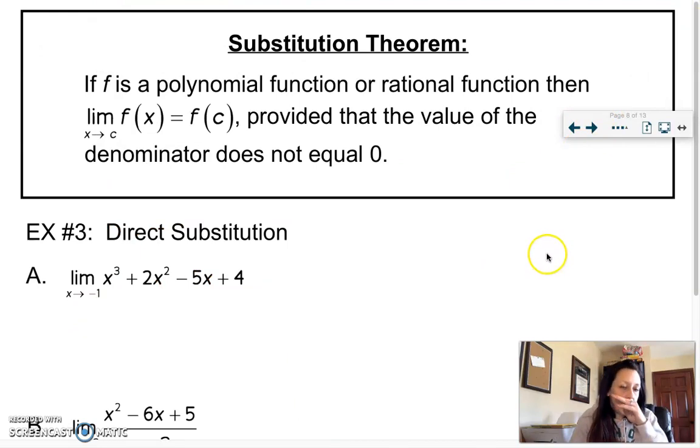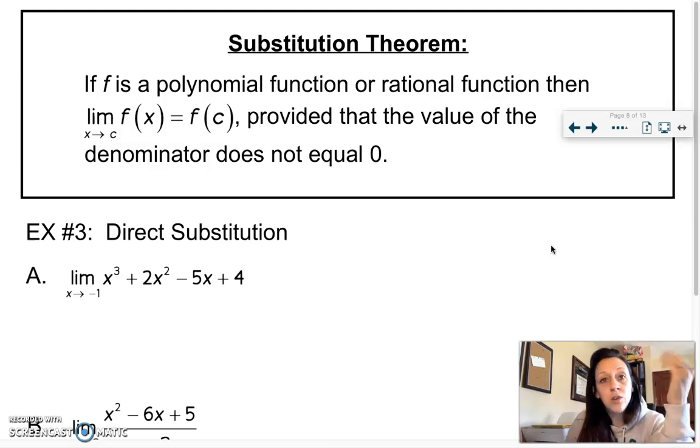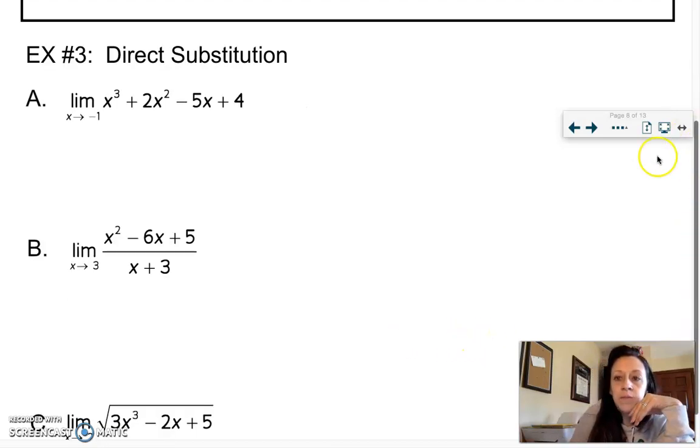Okay, so we're going to get into more theories and rules. So here's another theorem to help you solve limits without graphs. And this is called the substitution theorem. So it says if you have a function that is either a polynomial, which example A is a polynomial, or a rational function. A rational function is something that's like a function divided by another function, like example B. See, it's like a fraction.